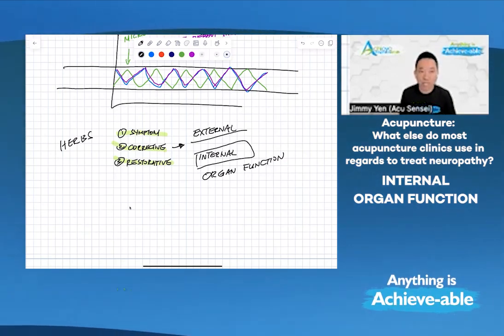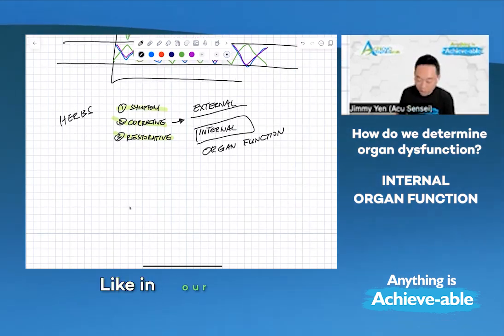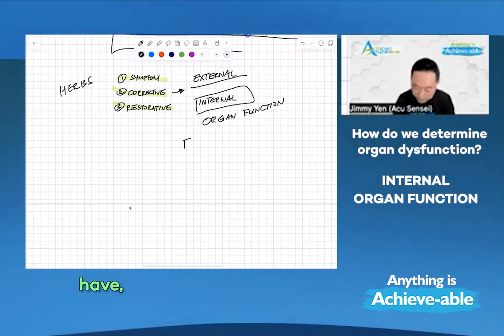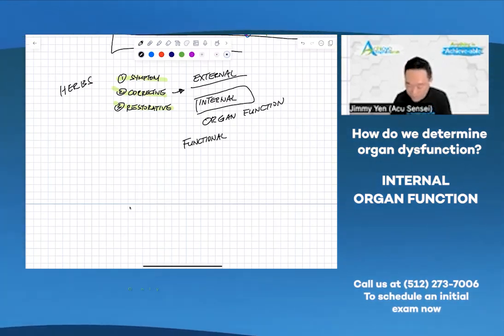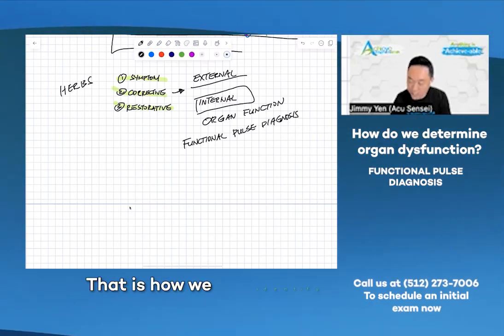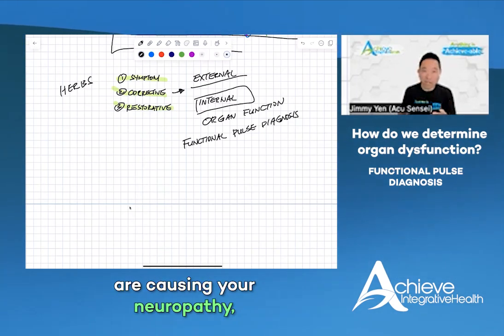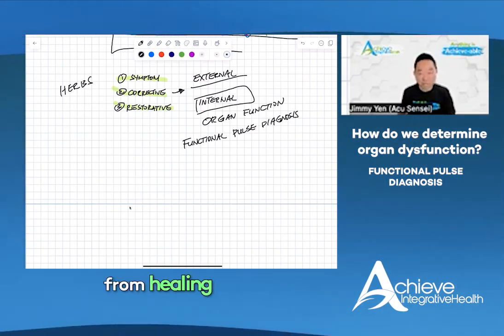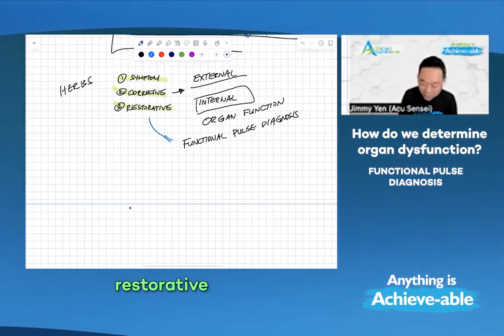So the next question is, how do they determine organ dysfunction? Like in our clinic, we have, again, a diagnostic tool that I created. Only my clinic does this in the whole US. Functional pulse diagnosis. That is how we identify which organs are dysfunctioning, not just the ones that are causing your neuropathy, but the ones that are preventing your body from healing itself, healing the neuropathy by itself. That's why we can do restorative care.